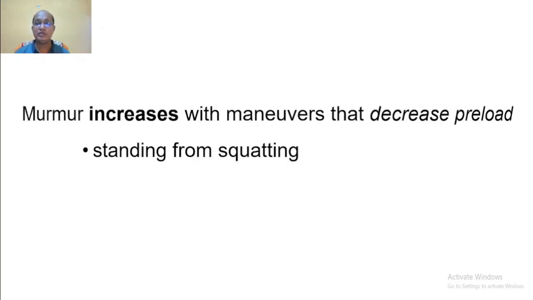The murmur increases with maneuvers that decrease preload. In case of HOCM, we can take help from maneuvers that can increase or decrease the murmur. So we can increase the murmur with a maneuver that decreases preload, like standing from squatting. I of course asked the patient to go from sitting position to standing, kept auscultating his chest, and found that the intensity of the murmur goes up compared to before.